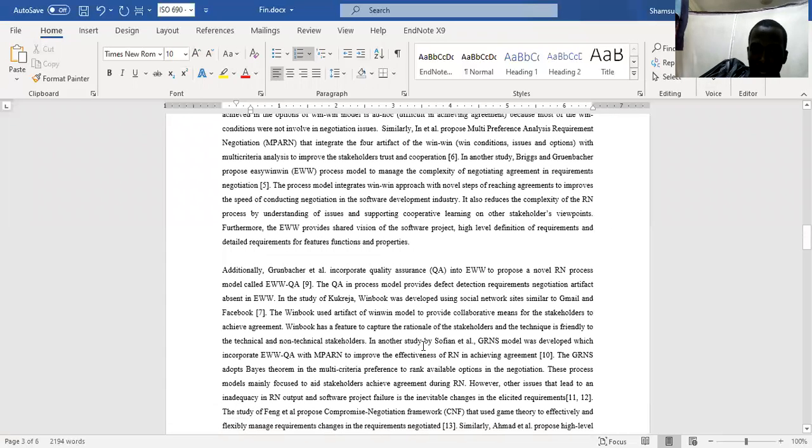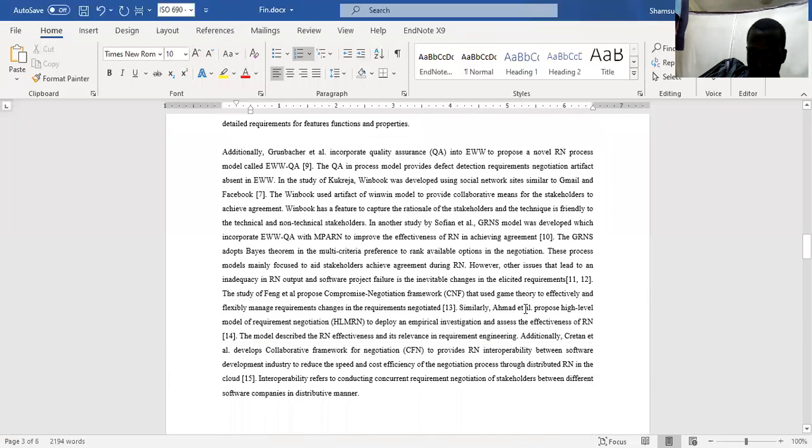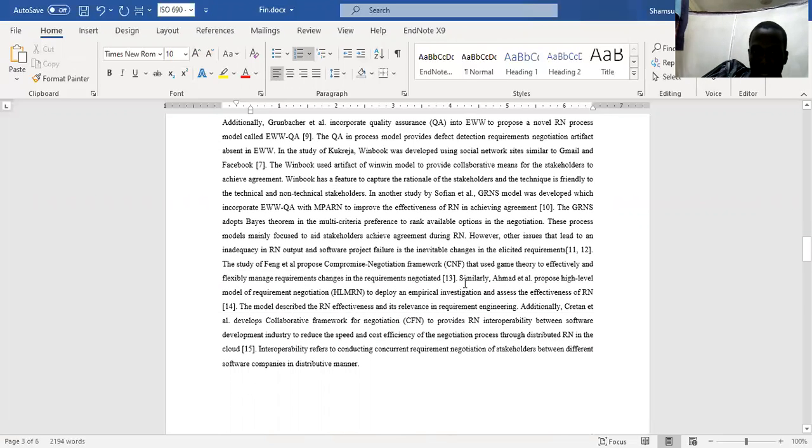Kukreja used social media sites like Gmail and Facebook to propose a win book that provides a collaborative means for stakeholders to achieve agreement. Another study by Sufyan proposed the GRNS model, which incorporates easy win-win with quality assurance and MFAN to improve the effectiveness of achieving requirements.